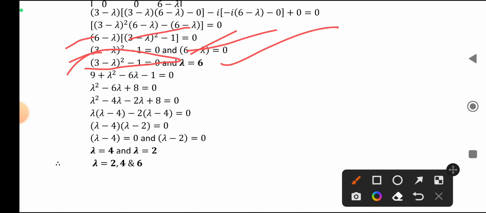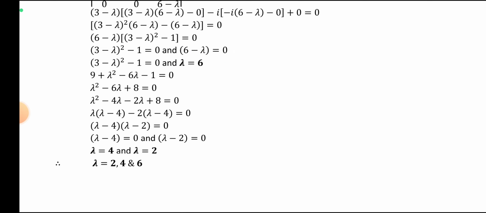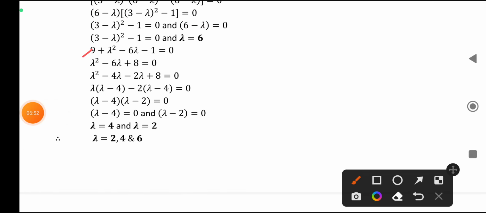And what about the other part? There is an A minus B whole square form, just expand it: A square plus B square minus 2AB, minus 1 equals 0. Okay, so from this we can write it like this. And now separate this one: minus 6 lambda can be written as minus 4 lambda minus 2 lambda, and if you multiply them you can get this, and if you add them you can get this.